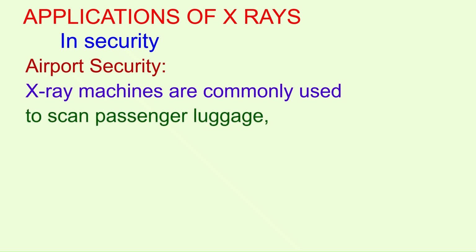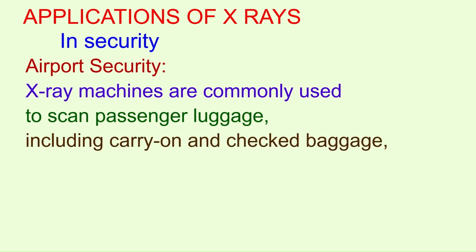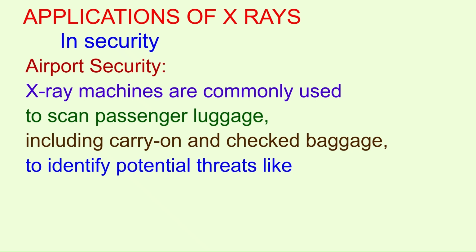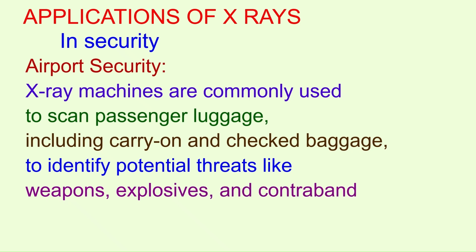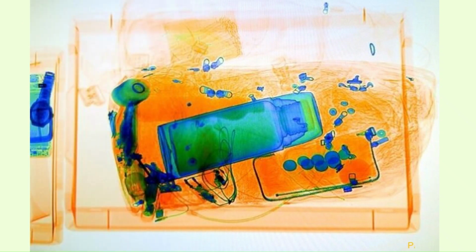Airport security. X-ray machines are commonly used to scan passenger luggage, including carry-on and checked baggage, to identify potential threats like weapons, explosives, and contraband. Dual energy machine to get color images on monitors.